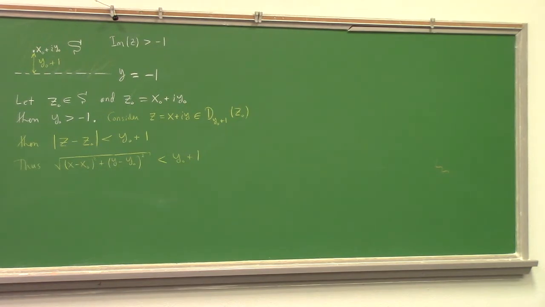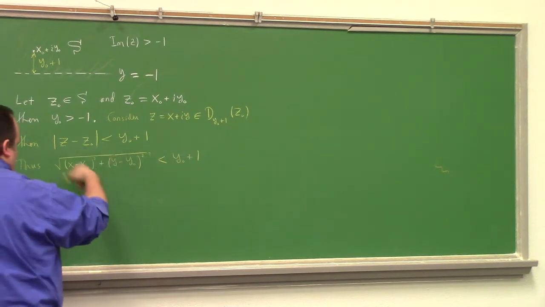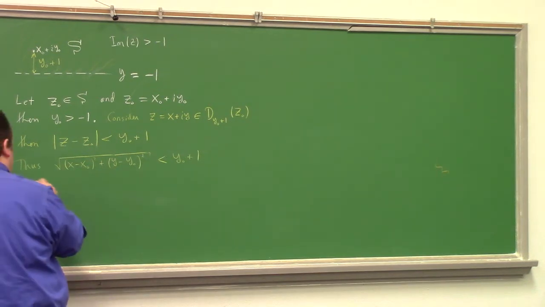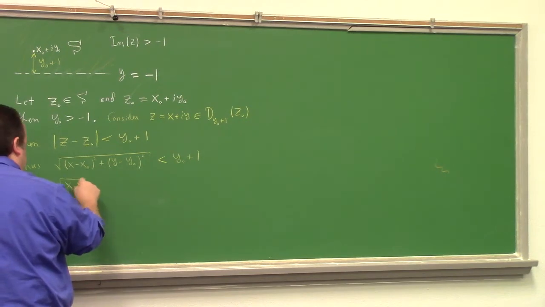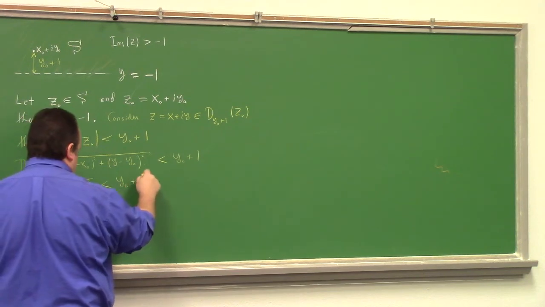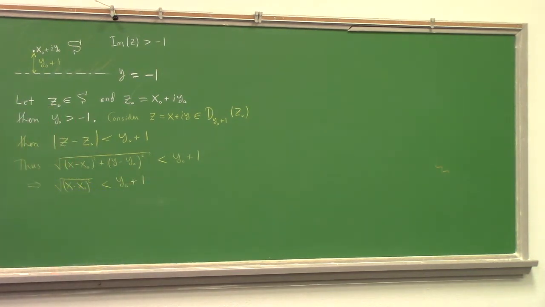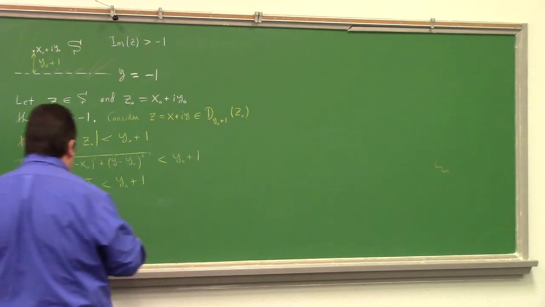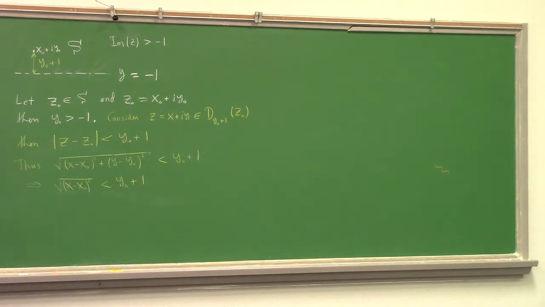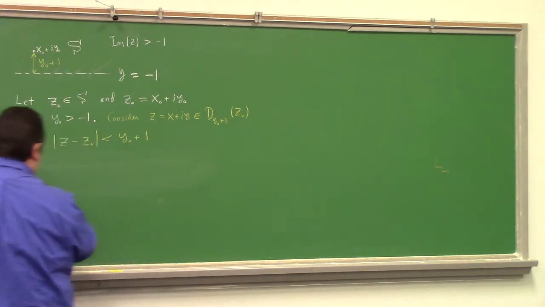But, of course, this is greater than or equal to just the square root of x minus x naught squared. So this implies that the square root of x minus x naught squared is less than y naught plus 1, because that is smaller than that. I'm writing too much. Let me repackage this argument just slightly different to show you better notation.